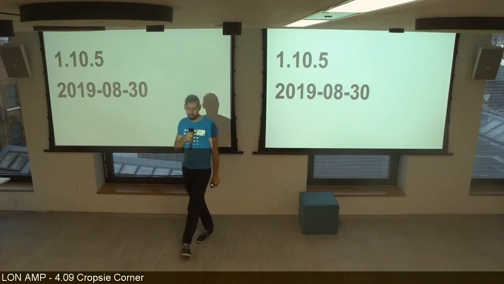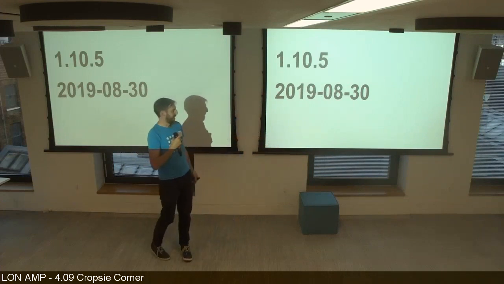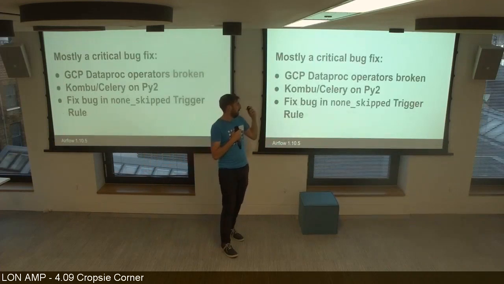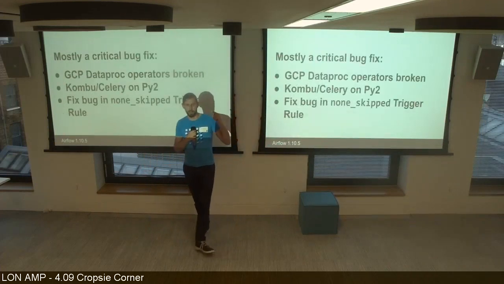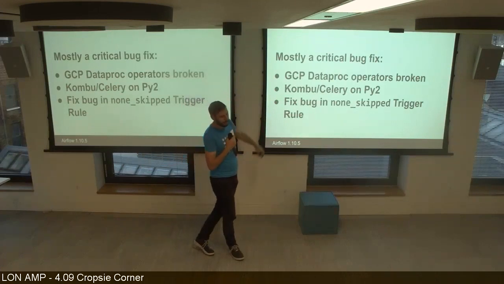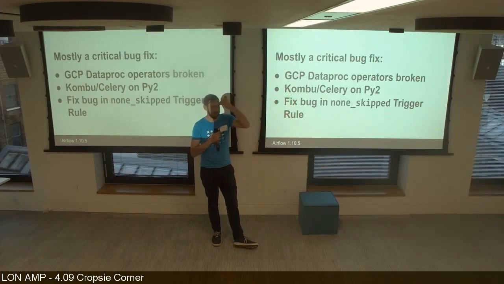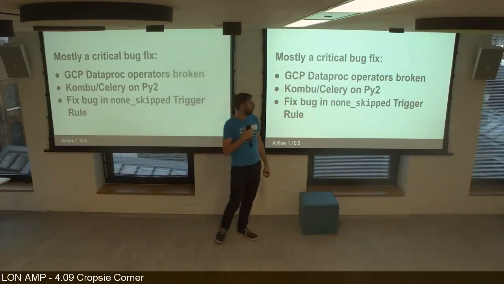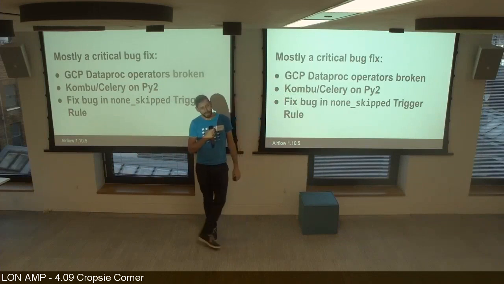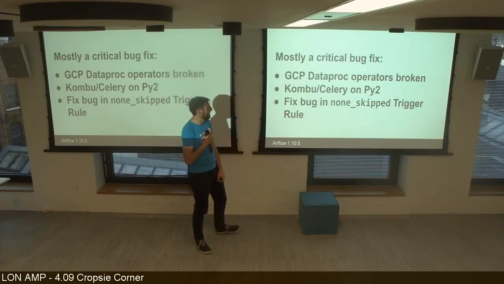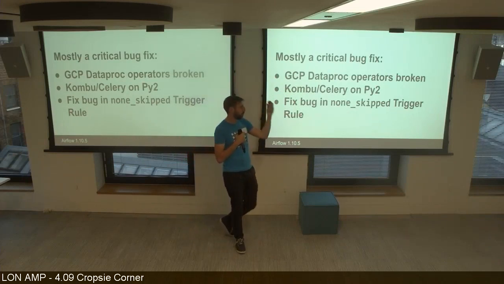Then that brings us on to 1.10.5, which was released at the end of August, and this was mostly some critical bug fixes for things that happened in 1.10.4. So we had yet more version pain. Kombu and Celery released a new version and it broke on Python 2, so we had to pin that down. I managed to completely mess up backporting some features and broke the Dataproc operators. And there was some bug around trigger rules.